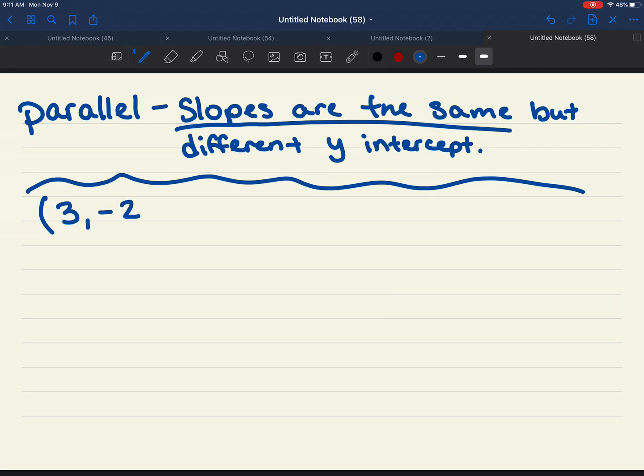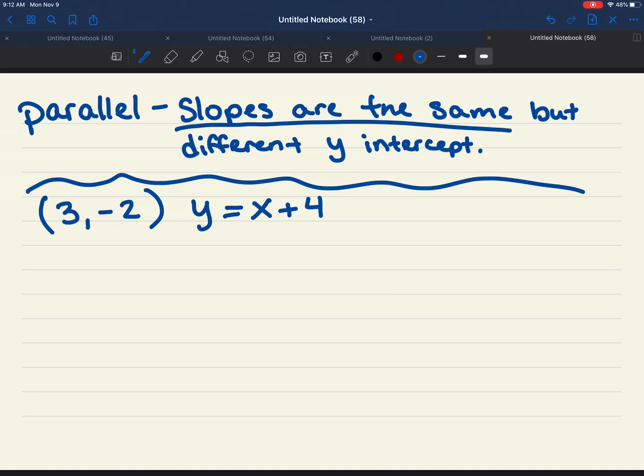Okay, so let's write an equation for a line that passes through the point (3, -2) and is parallel to the equation y equals x plus 4. Now, this is going to be exactly the same as how we wrote them last week when they gave us an ordered pair and gave us the slope. The only difference is you have to find the slope, okay? Which should be really simple here because we know it's exactly the same.